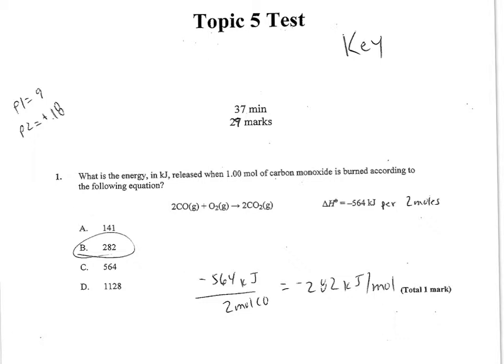Number 1 said, what is the energy in kilojoules released when 1 mole of carbon monoxide is burned according to the following equations? So notice it's supposed to be in kilojoules. It's for just 1 mole. So the idea here is that you have to realize the equation's written for 2 moles of carbon monoxide. So you need to cut this value in half, and given the values you've given, even without a calculator, you should fairly quickly be able to realize B is the correct choice for number 1.